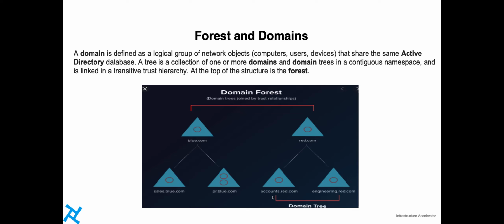So you see here this blue.com and this triangle. This is one domain. This sales.blue.com is another domain. Maybe the circles, you can believe that they are a domain controller, although this image doesn't say so, but I would say that they are a domain controller. So this has one domain controller, this has one domain controller. This pr.blue.com is another domain. This is a domain controller, this is a domain controller.